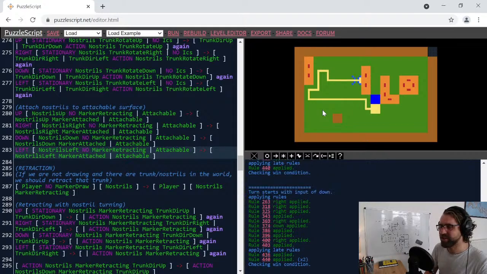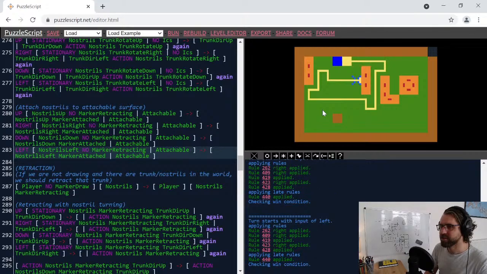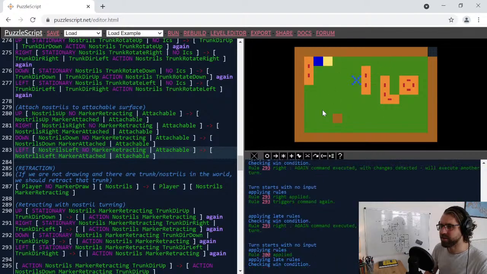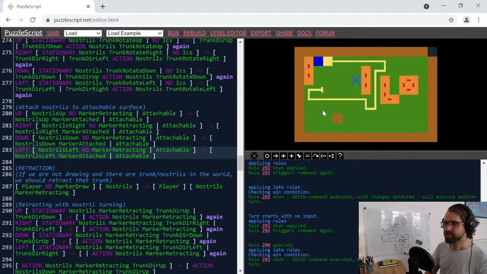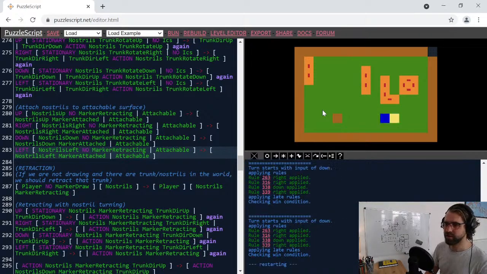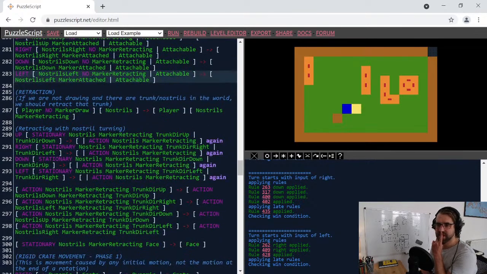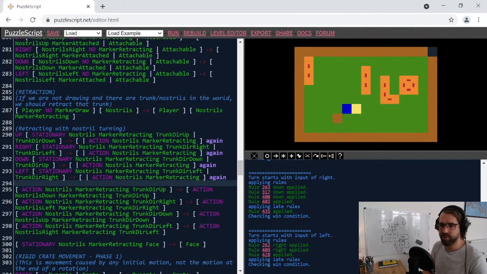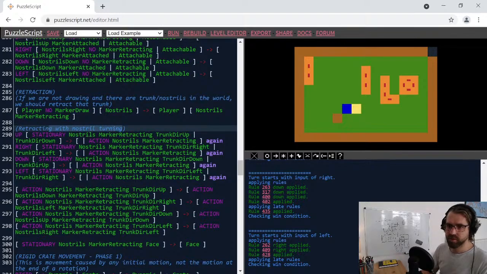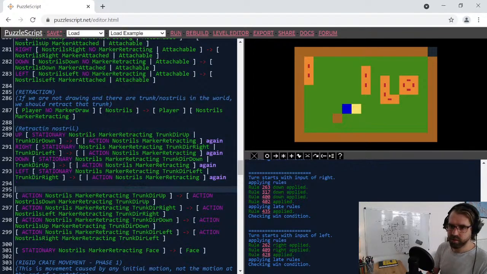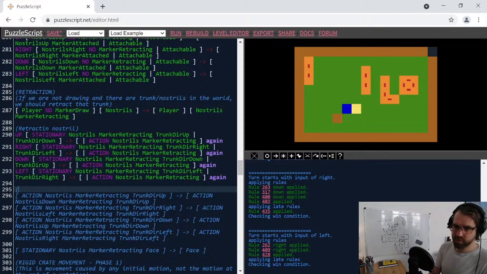What I actually want to do is this. Okay, it doesn't leave an X there anymore. Okay, nice. That's that. So let me mark that here as retract nostril, rotate nostril, match direction.